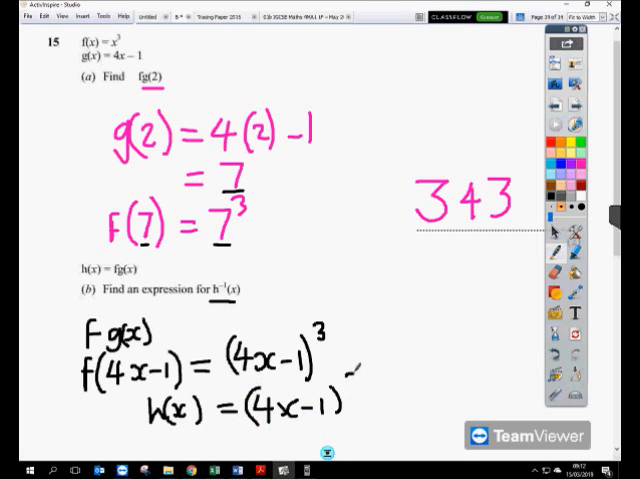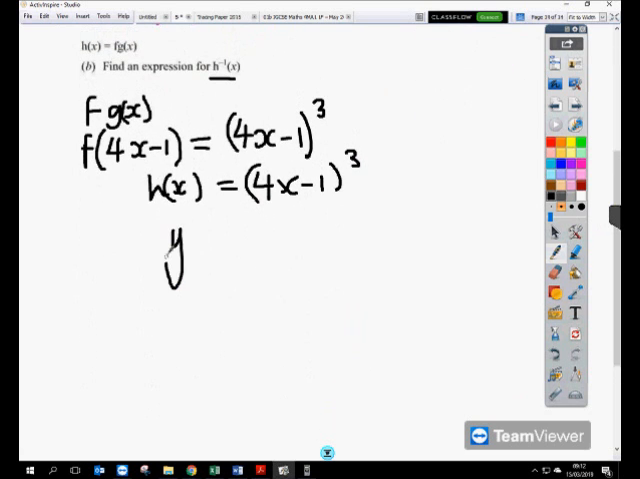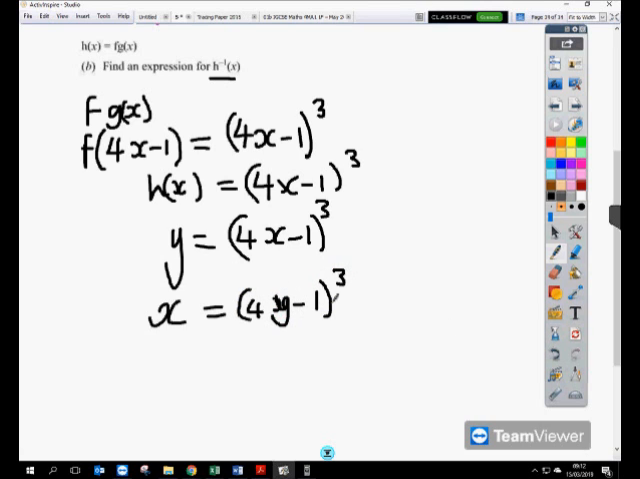But they want me to work out the inverse function of h. So how do you do this? Stage 1, write it as y equals. Stage 2, swap your x with y. Oops, should be y, 4y minus 1 cubed. And then try to make y the subject. So to get rid of a cube, to undo a cube, you cube root both sides. So you cube root x, and that's equal to 4y minus 1.